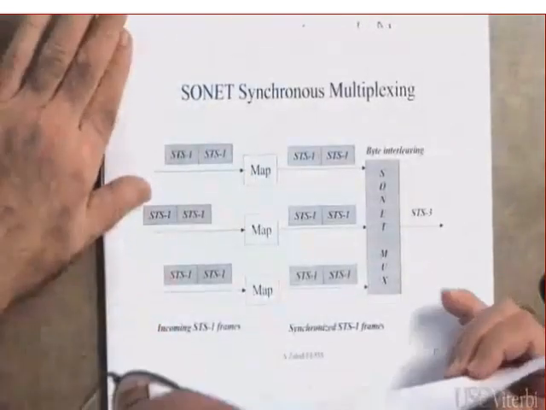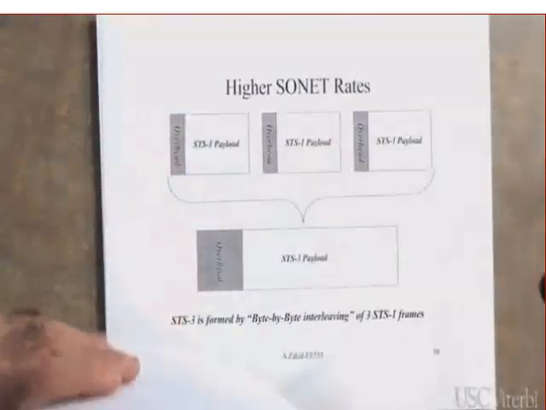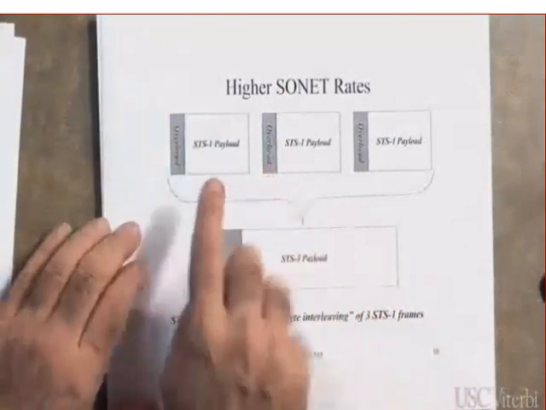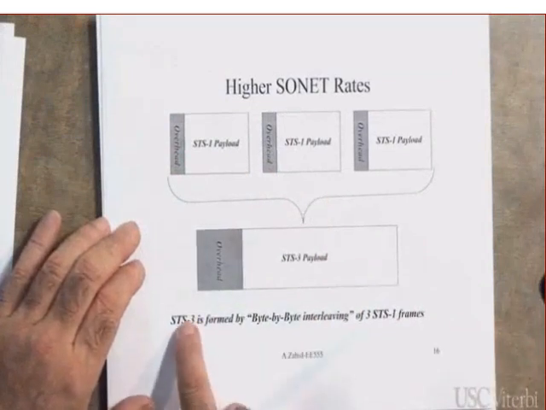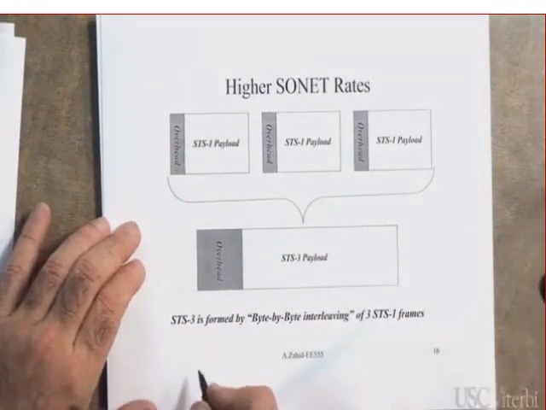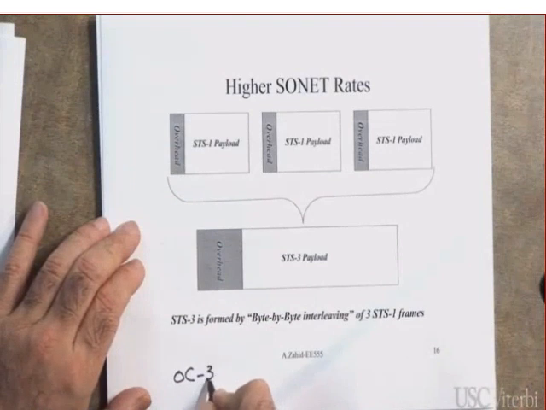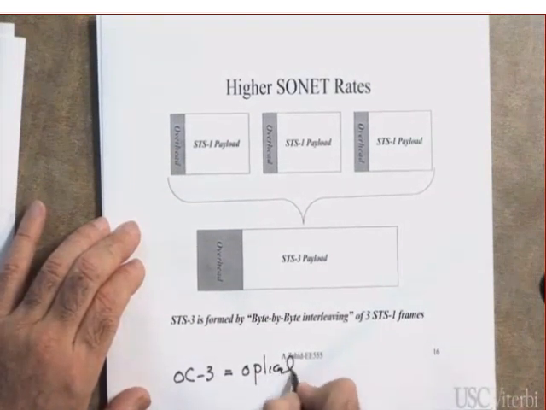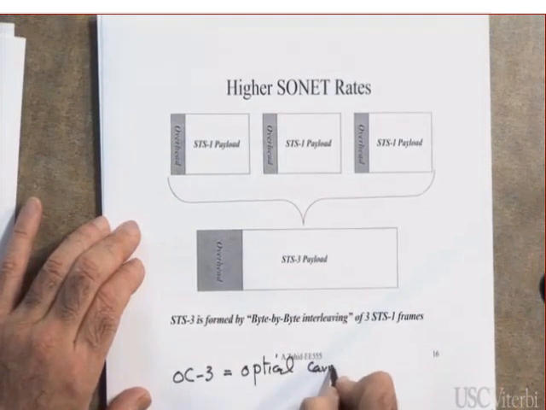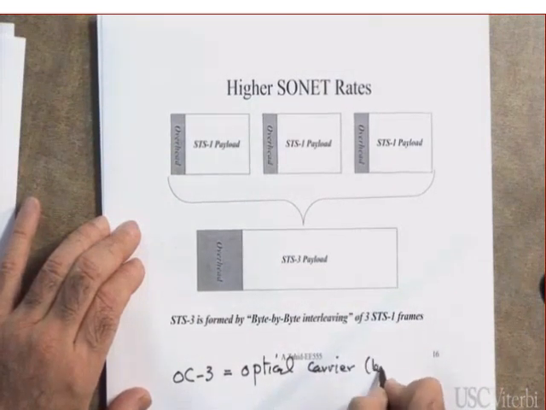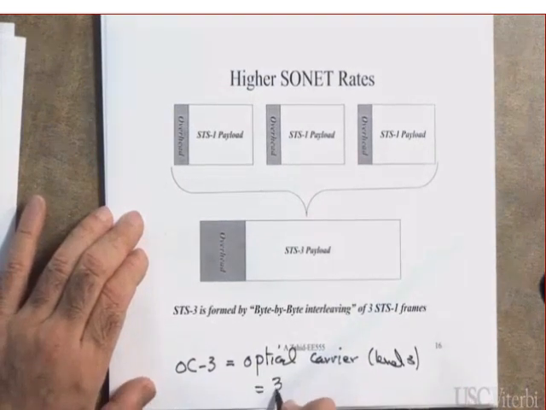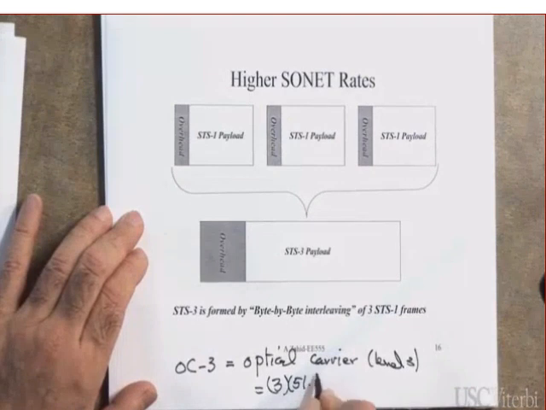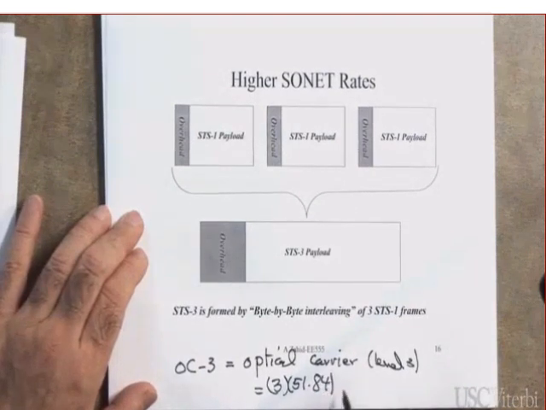Let's see if you can help me before I show you this. How do we multiplex them? Look how we multiplex them. What is this? This is an OC1. What am I trying to generate? I'm trying to generate an OC3. OC3 stands for optical carrier level 3. And what is the rate? Equal to 3 times 51.84. Which is what?